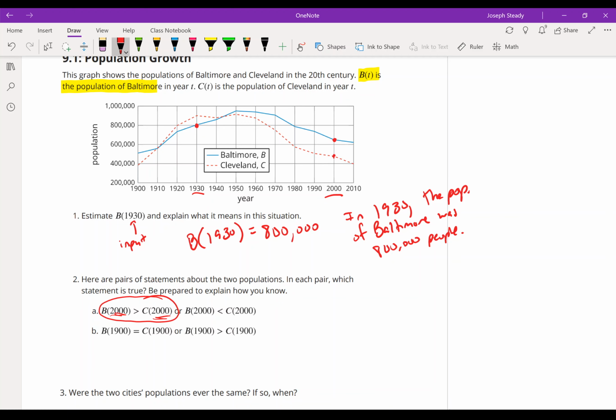In part B, now I have to decide, okay, is B of 1900 equal to C of 1900, or is B of 1900 greater than C of 1900? So now we're way over here. I'm going to change color real quick. In 1900, I look at the populations. Well, clearly they are not equal. And let's check real quick. Is Baltimore greater than Cleveland? Yes, the blue line, Baltimore's population, is greater than Cleveland's population. So B of 1900 is greater than C of 1900.